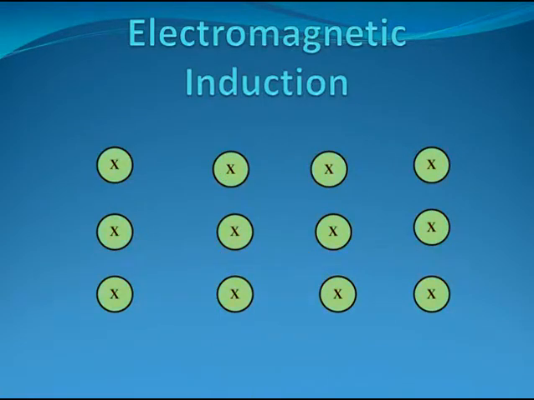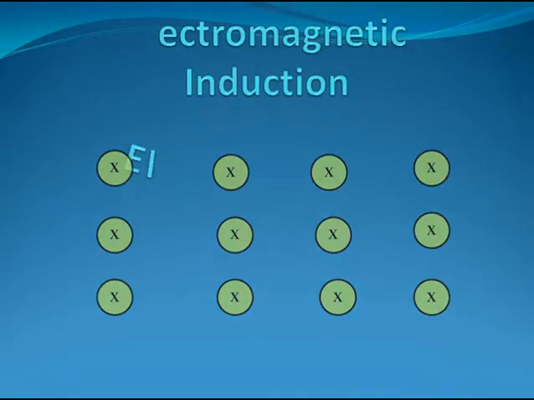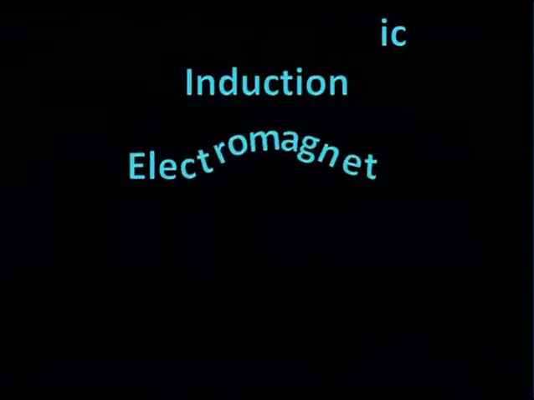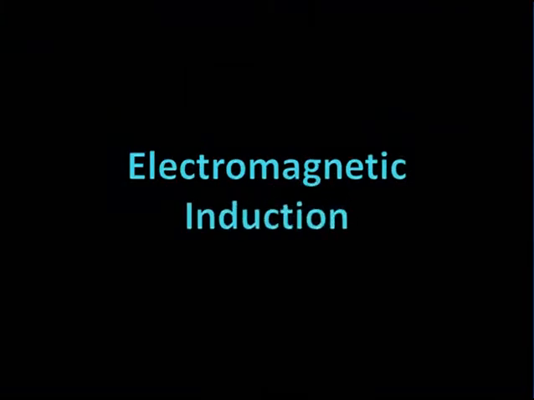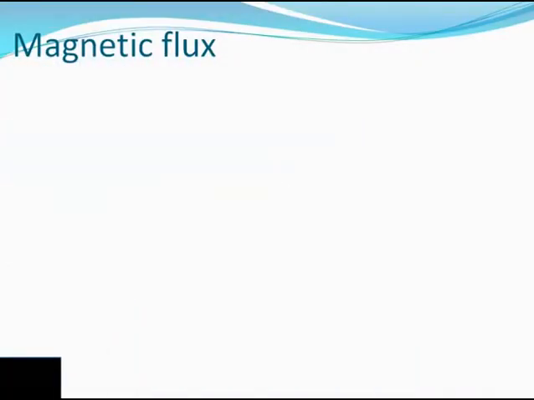And what happens when any current carrying wire is placed in a time varying magnetic field? Again, something strange happens. We'll learn about all these things in the chapter Electromagnetic Induction. Understood? So let's begin. The first thing we are going to study is magnetic flux.